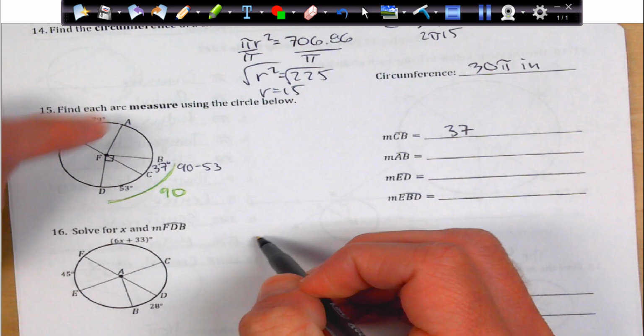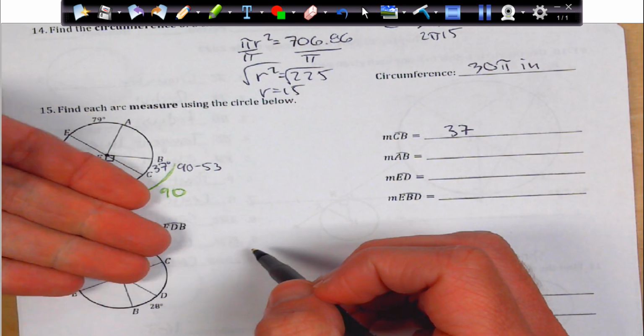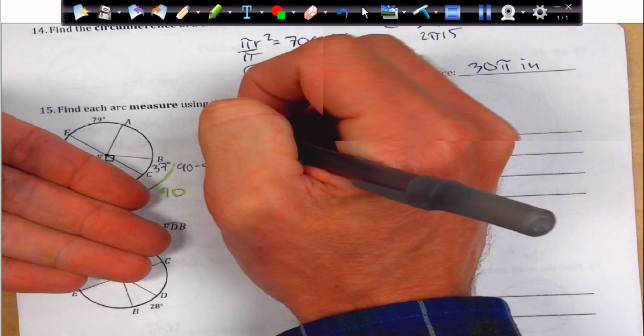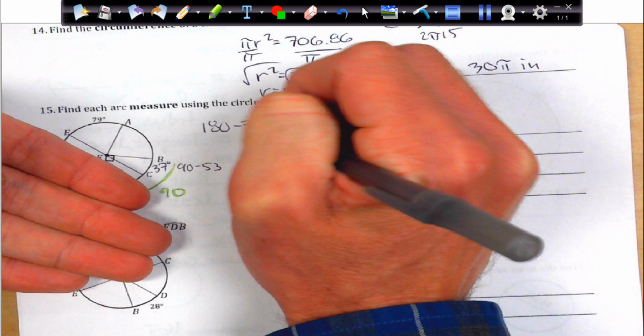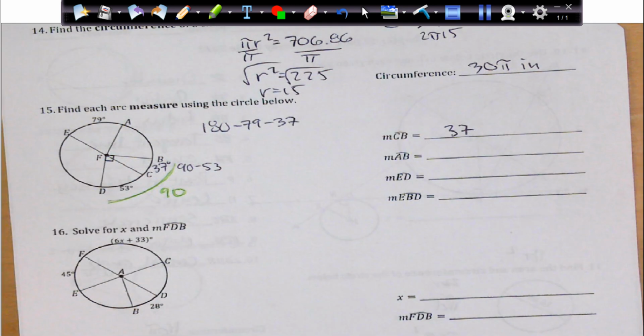Now AB, I can see that if I cover up right here, I have 180 degrees. So if I take 180 and I subtract the 79 and the 37, I should get the value for that. So a lot of it is finding diameters, which help us a lot in these little puzzles to find our answers. So we get 64 for this one.